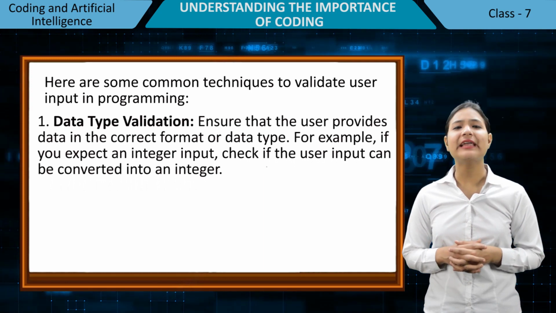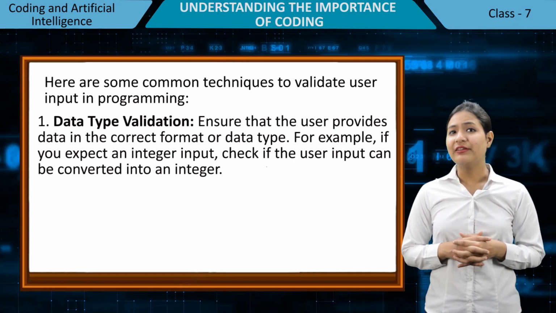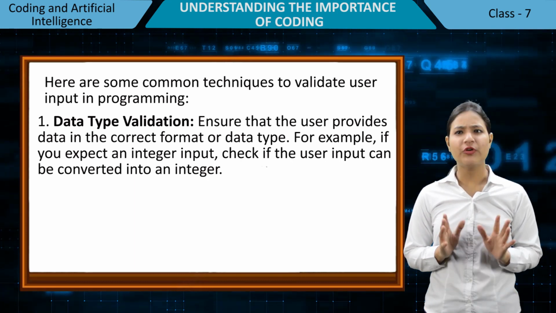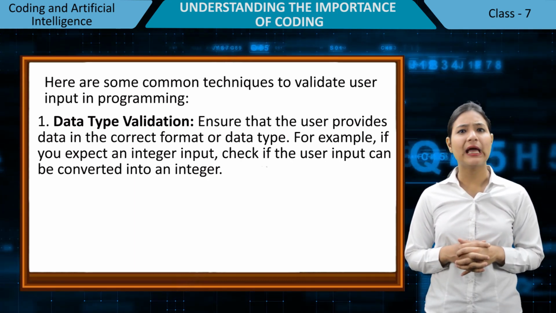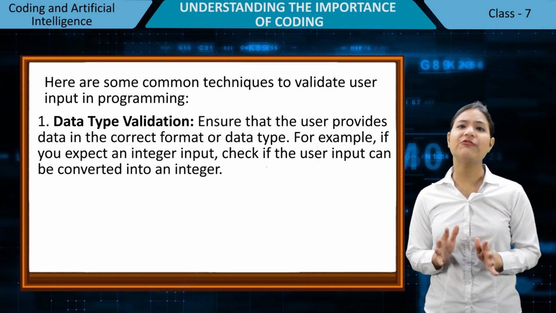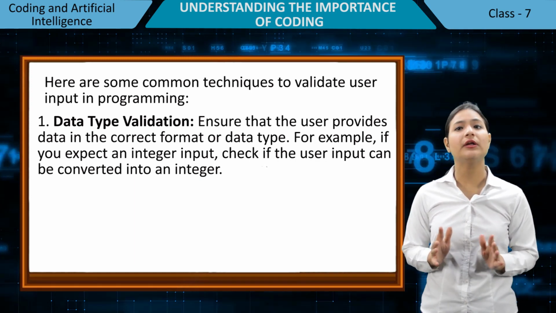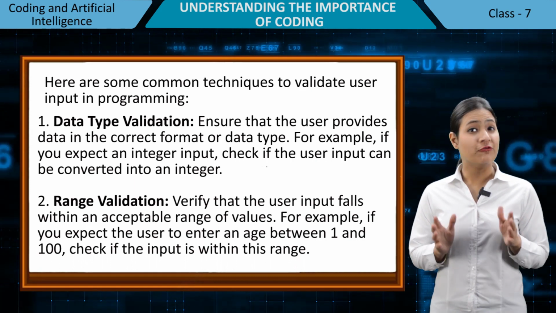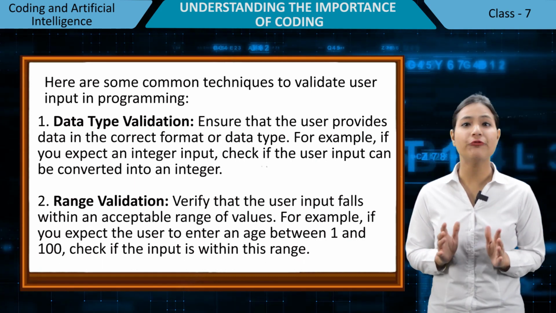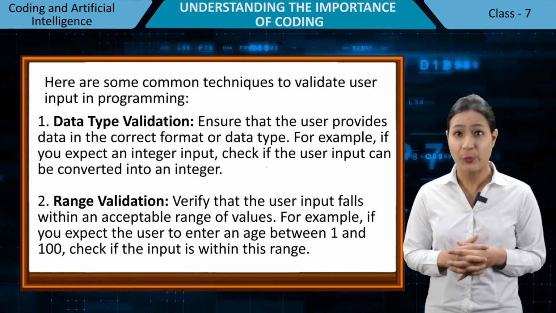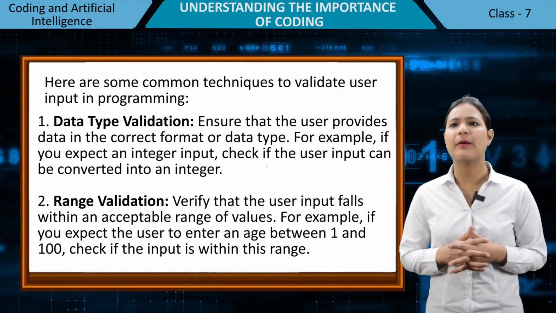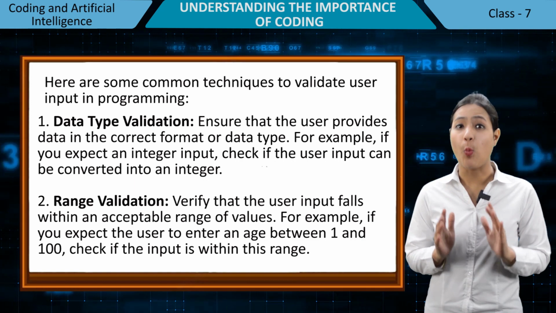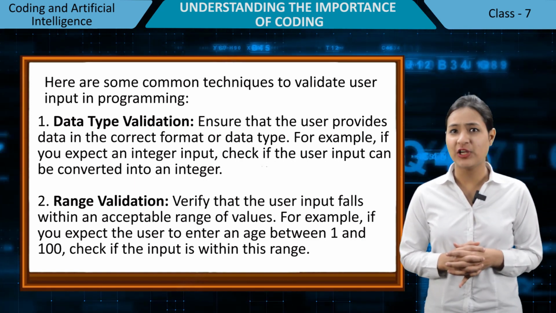First, data type validation. Ensure that the user provides data in the correct format or data type. For example, if you expect an integer input, check if the user input can be converted into an integer. Second, range validation. Verify that the user input falls within an acceptable range of values. For example, if you expect the user to enter an age between 1 and 100, check if the input is within this range.